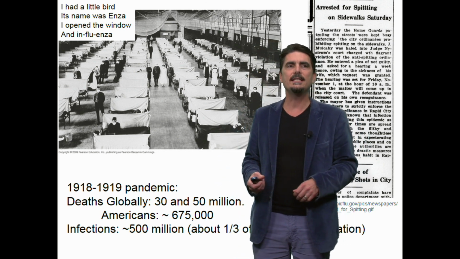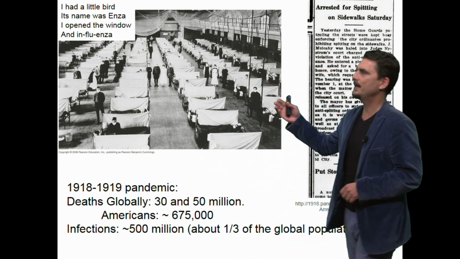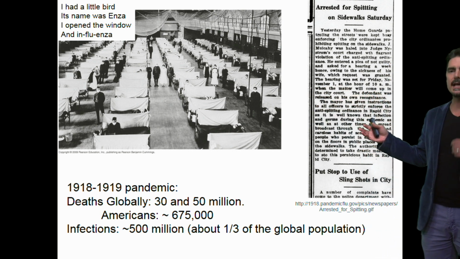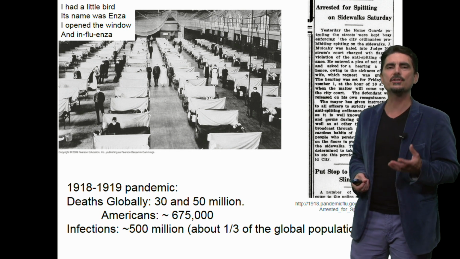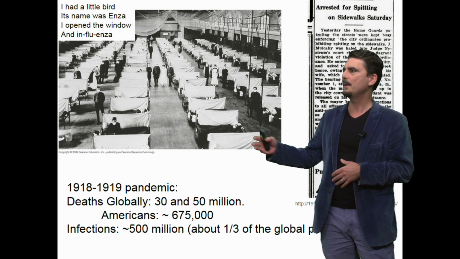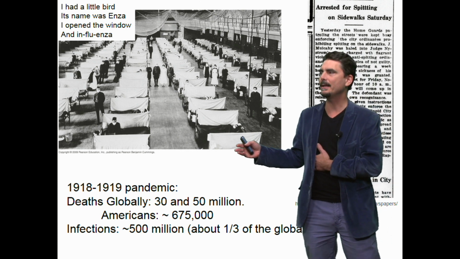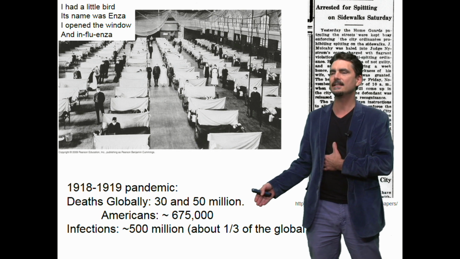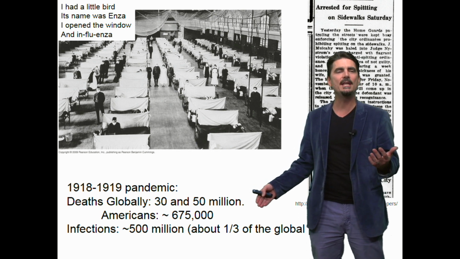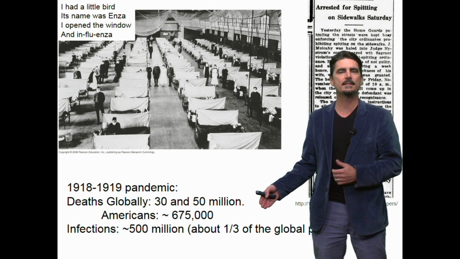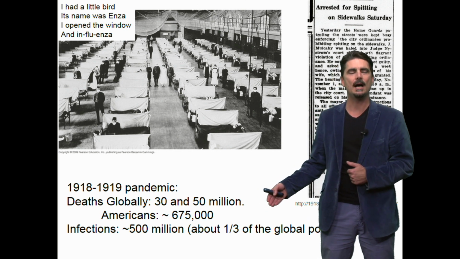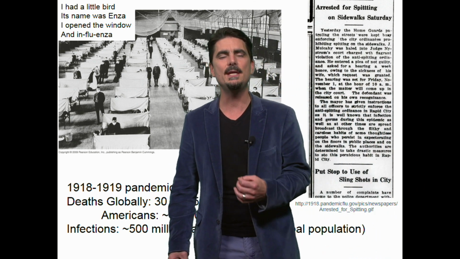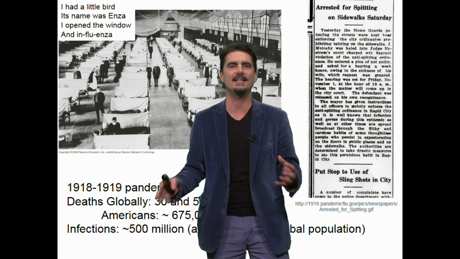So 1918, if we look at this, "Arrested for spitting on sidewalk Saturday." This is from a newspaper, and that's because they understood also that secretions could transfer this. And so people were being quarantined, people were being isolated. And think about this, in 1918 and 1919, like 40 million people died of influenza, right? About 675,000 Americans. And in terms of the global population, it's estimated that a third, 1 out of every 3 people in the entire world, was infected by influenza.